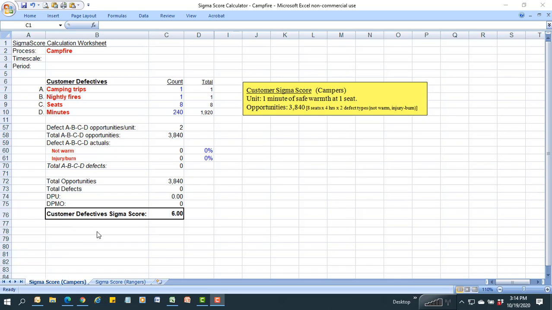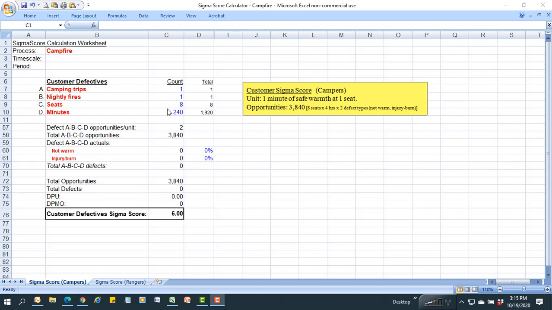So here's one for the campers in the example, and this little yellow box is taken directly out of the earlier presentation that said we defined a unit of quality for the campfire for the campers as 1 minute of safe warmth at one seat. Again, remember, we define our units such that we might have more or fewer units in some instances of the product, but all units will have the same number of opportunities for a defect. That's the definition of a unit in Six Sigma.